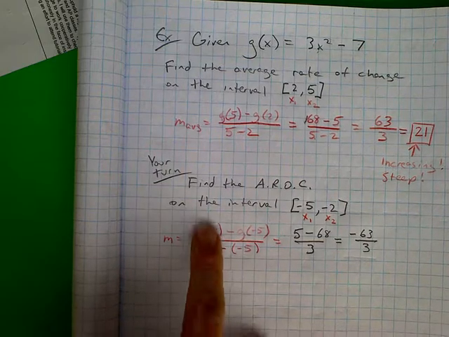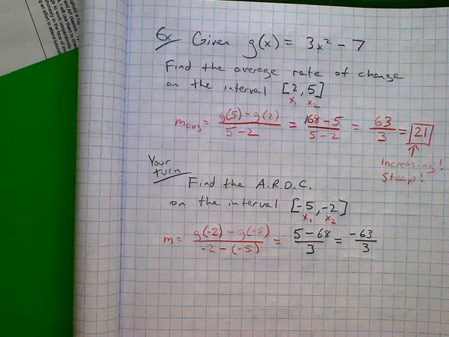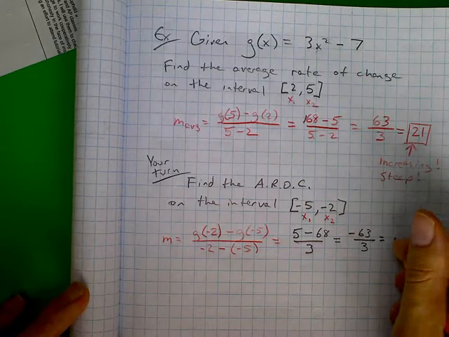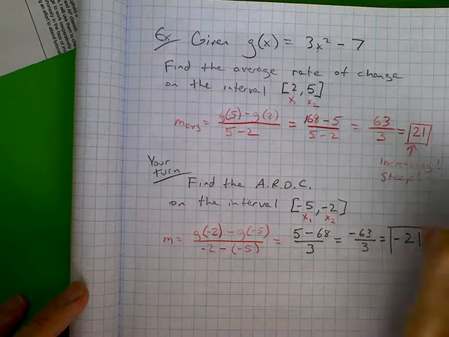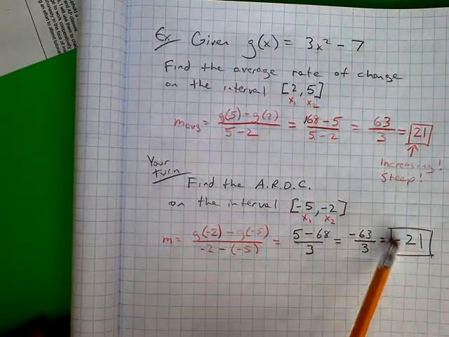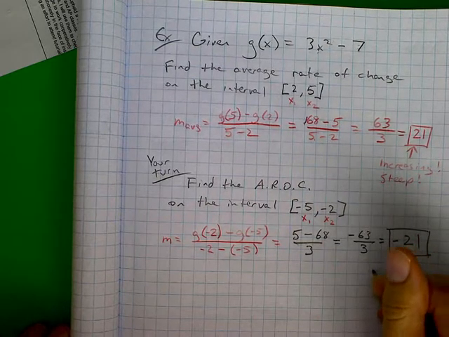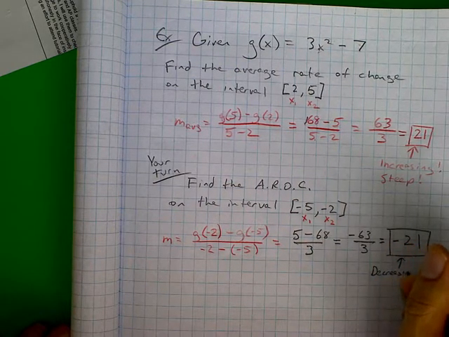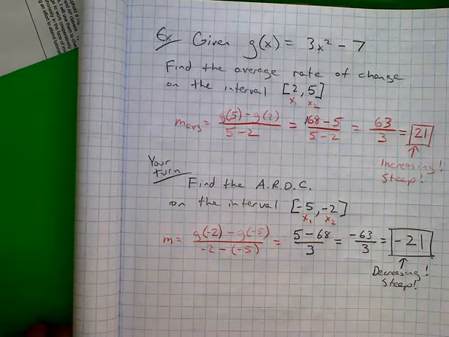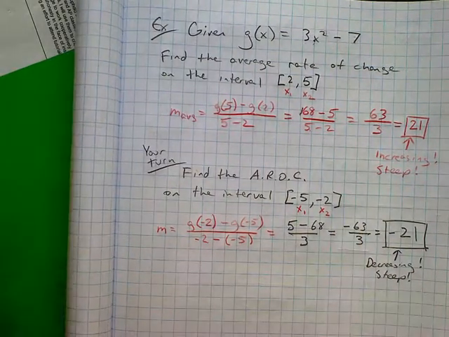If you set it up with the -5 in front and the -2 on the other side, you'd get a +63 on top and a -3 on the bottom. But it's going to work out the same because it reduces to what? -21 is correct. So, what's the difference here? Yeah, this is decreasing. We've got a negative slope. Our function is decreasing. And we might also say that this is a pretty steep slope, -21. So for every unit you go to the right, you go down 21 units.